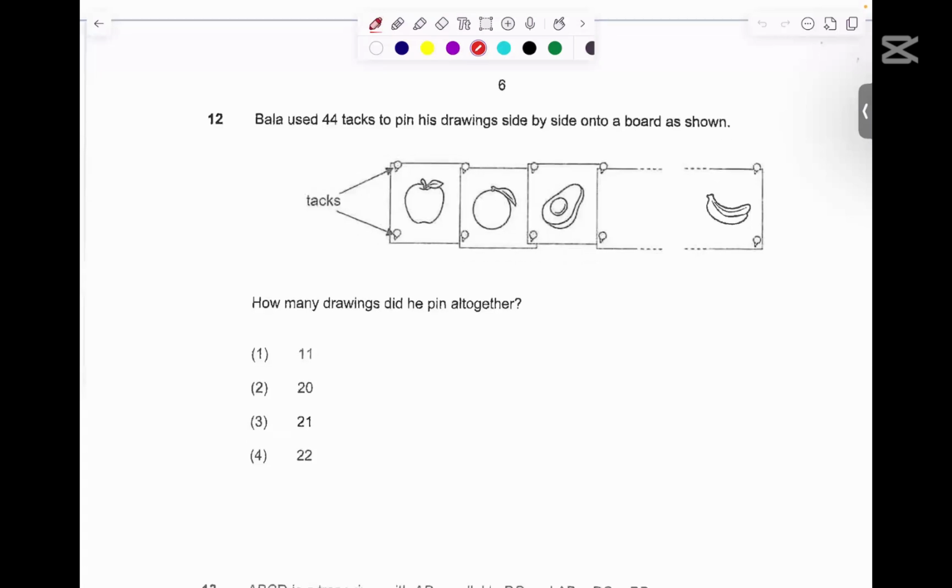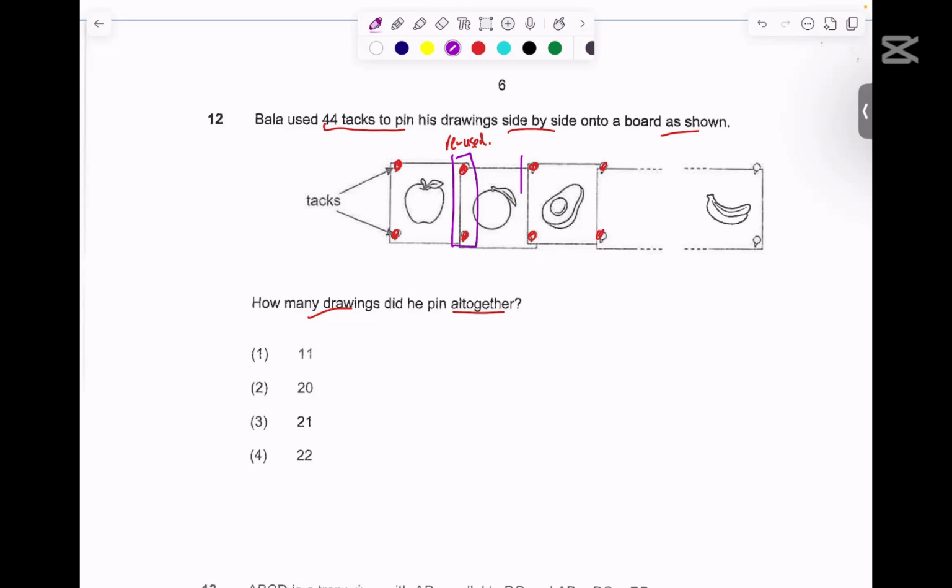Okay, let's take a look at this question. Bala used 44 tags to pin his drawings side by side as shown. How many drawings did he pin together? So observe the question, right? The first picture needs 4 tags to pin up. But the thing is, these 2 tags over here are also used for the second picture. When we put another 4 tags on the second picture, these 2 are reused, right? So that means that every picture actually only needs 2 tags.